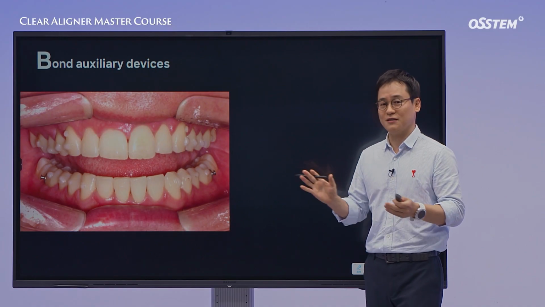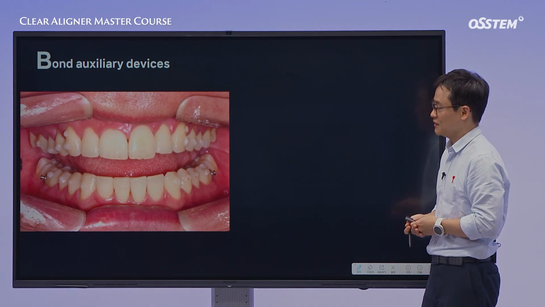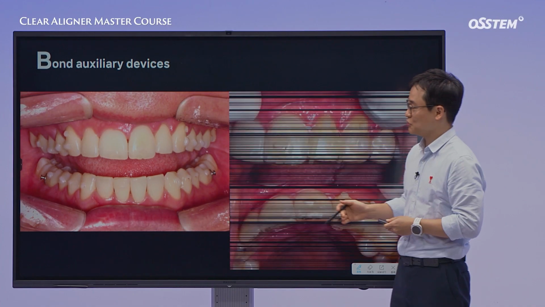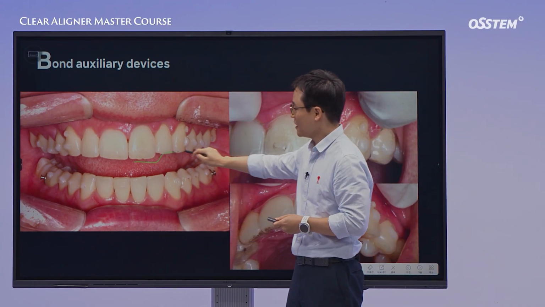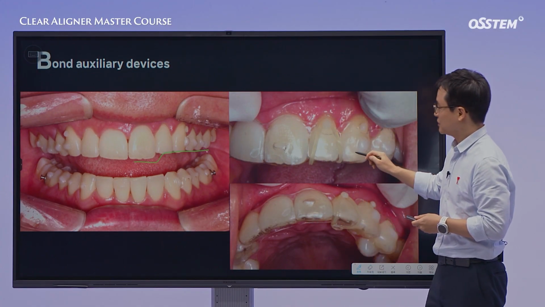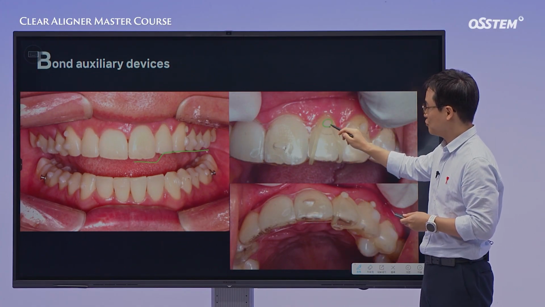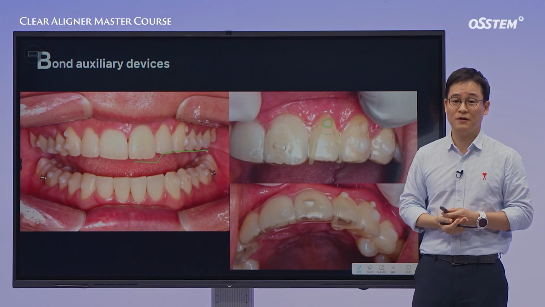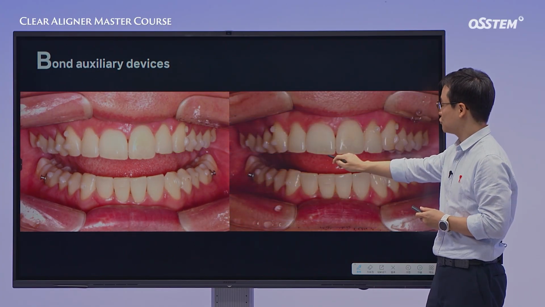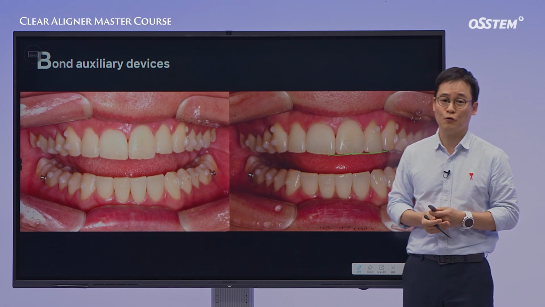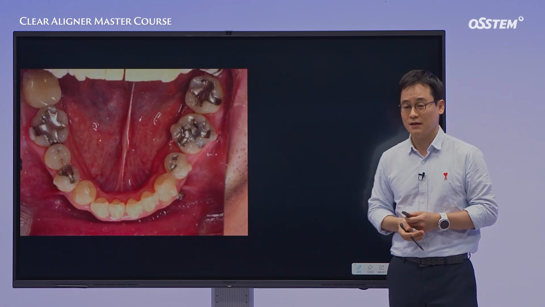Now, point B is adding auxiliary devices. There are several ways, but let me introduce a few. When a vertical discrepancy develops, one of the most common methods is using a button to help level the teeth. As shown here, the discrepancy is partially corrected.